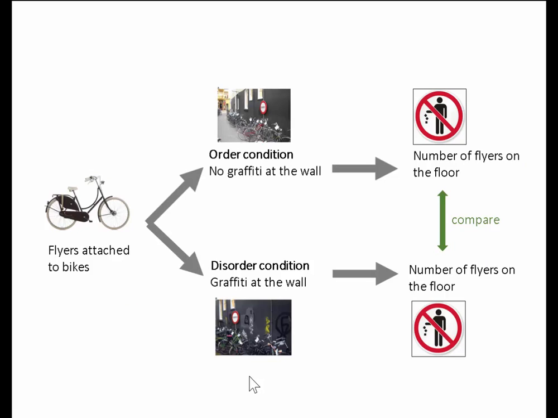So, flyers attached to the bikes, the order condition and the disorder condition, and then afterwards they were really sitting there at the top, or in a little room, and counted how many people throw down the flyer on the floor. It's pretty cool research, I think. And then they compared the numbers. What do you think they found?